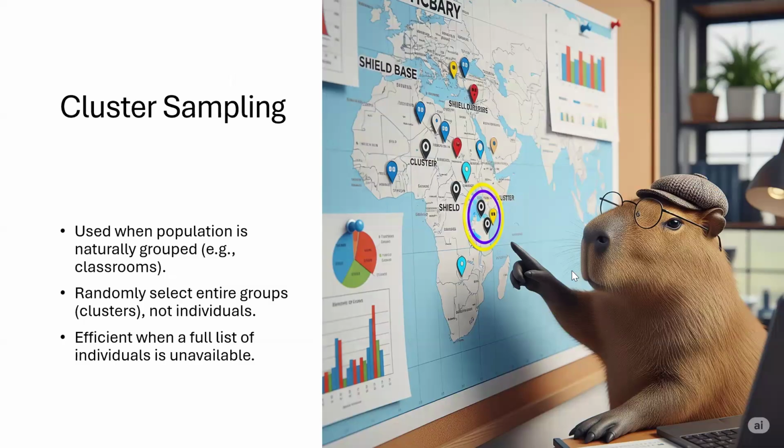In cluster sampling, we divide the population into naturally occurring groups, like dorms, classes, or neighborhoods, and then randomly select entire clusters. It's efficient, especially when it's hard to get a full list of individuals. For example, if you want to study classroom behavior, randomly choosing a few entire classes makes more sense than selecting students from across campus. Another Marvel example: instead of sampling Avengers across the galaxy, Nick Fury randomly selects entire SHIELD units for an audit.